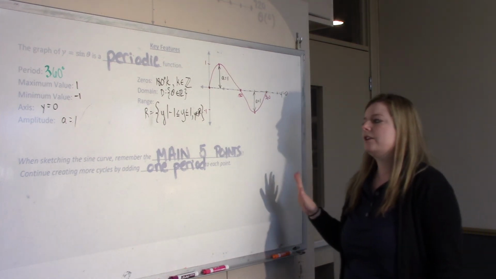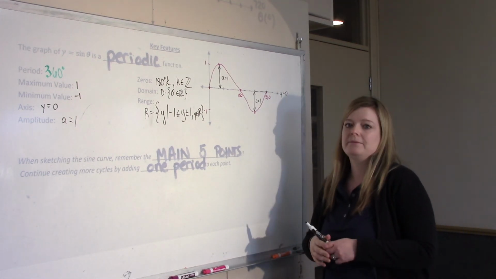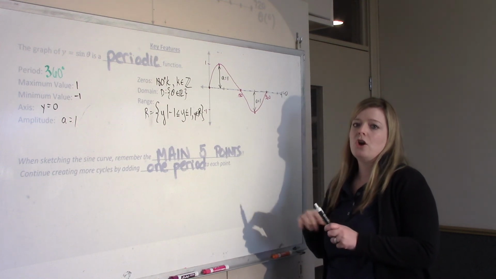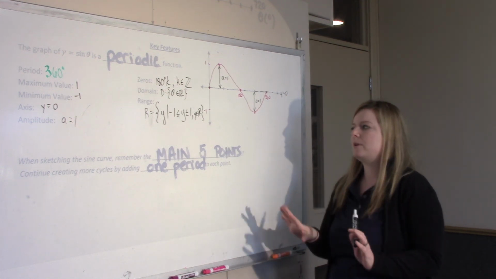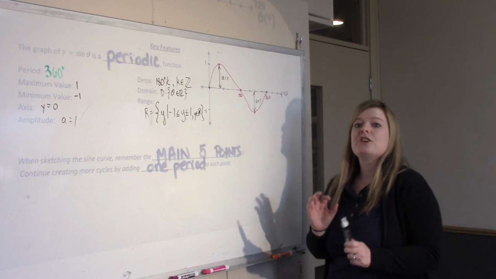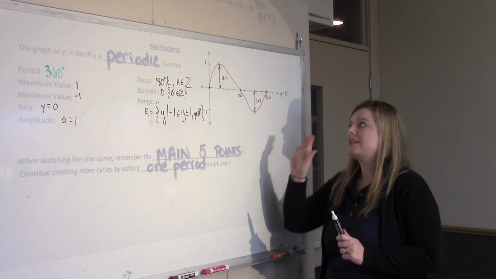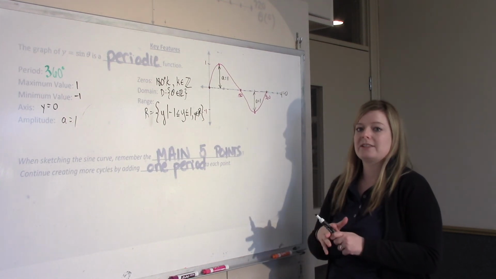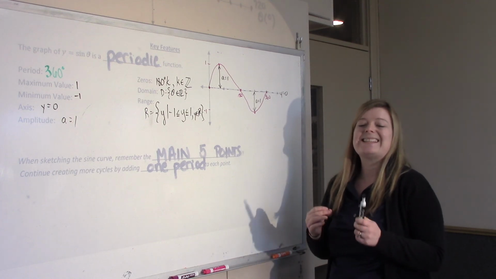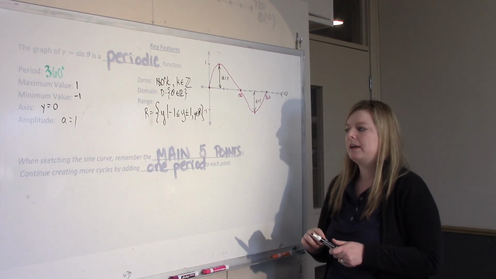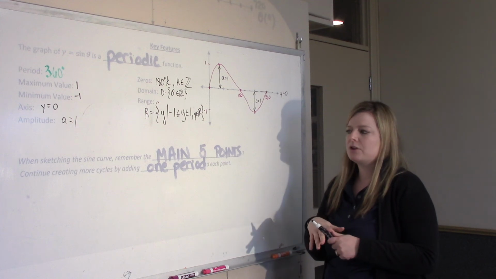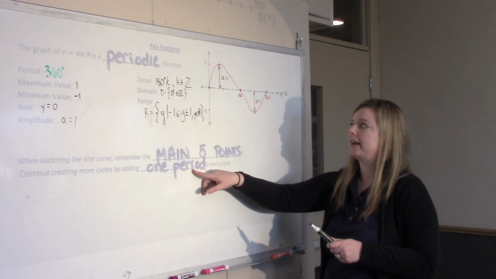So in sketching a sine curve, remember the 5 main points. That's what you want to deal with. When we move on to transformations, it's always just going to be focusing on transforming those 5 points. So it's these 5 points you really need to know and understand, and they dictate the shape of the curve. Okay? And then you can continue to create more cycles by just adding a period.